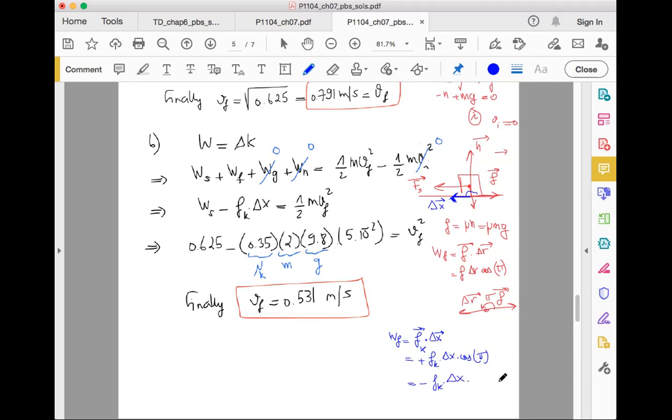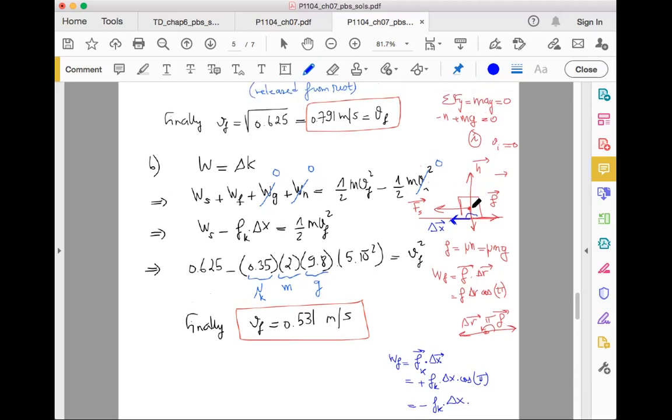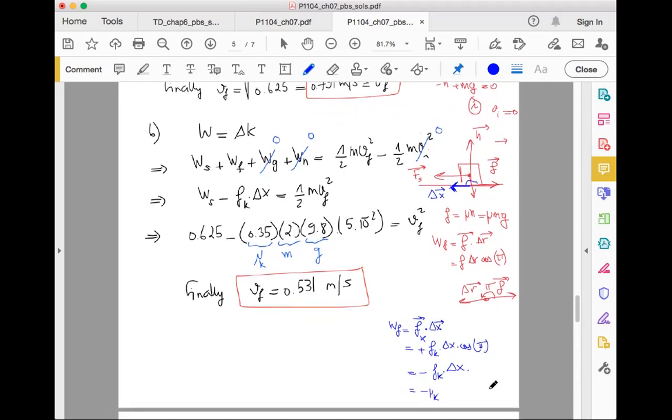And so we have everything now. Fk is nothing else than mu k times N, the normal. And if you apply Newton's second law on this block along the y-axis, you end up with the normal equal to mg. So this gives minus mu k times m times g multiplied by delta X. And that's it. You have the equation where the only unknown is v final squared, and you end up with v final equals 0.531 meters per second.